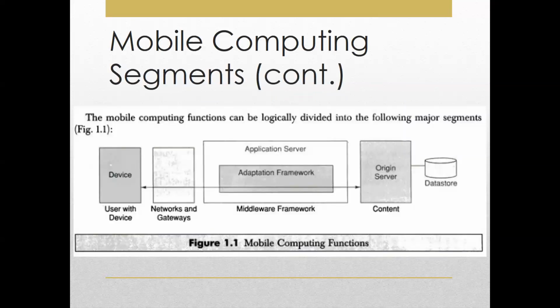Mobile computing segments continued. The mobile computing functions can be logically divided into the following major segments: user with device, networks and gateways, middleware framework, content, and data store. To start with, user with the device. It can be a fixed device, for example a desktop, a mobile device, a digital TV, palm-top computers, laptops, etc. Network: whenever a user is mobile, he will use different networks at different locations at different times. Example, GSM, CDMA, Ethernet, wireless LAN, Bluetooth, etc.